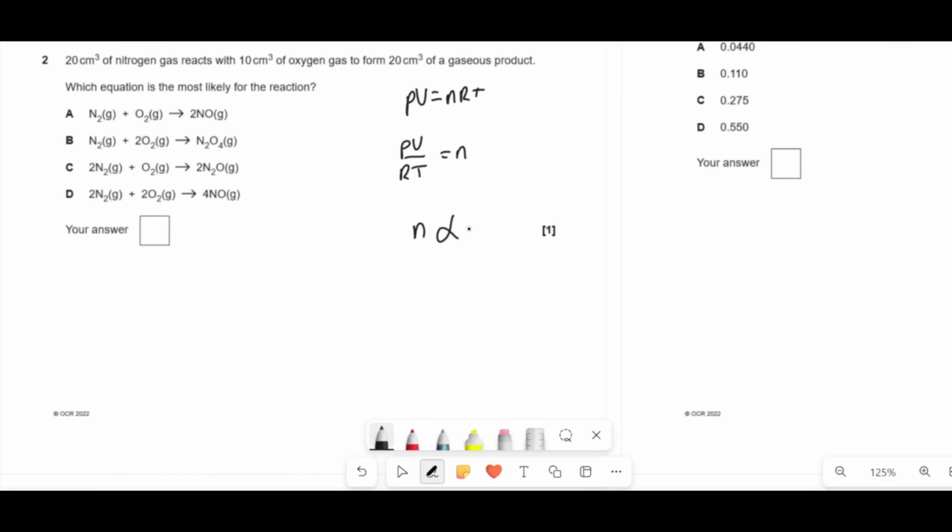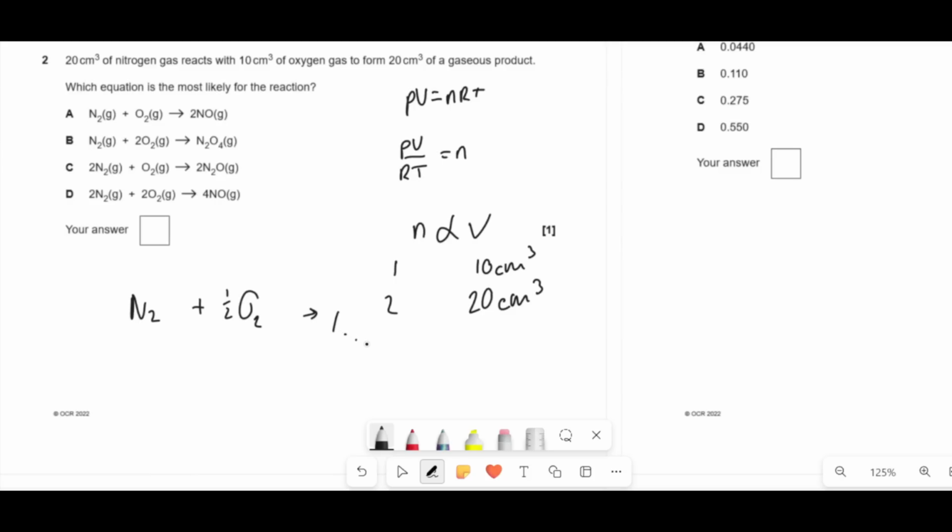So if n is proportional to volume, it means that if I have, for example, 1 mole giving me, for some reason, 10 centimeters cubed of this, then 2 moles of that should give me 20 centimeters cubed of this. So in that case, if they've told you that you have 20 centimeters cubed of nitrogen gas plus some amount of oxygen gas, and it gives you this mysterious product, but there's 20 centimeters cubed of that, that's going to be a half O2, if that's 20 to 10, and then 20 there. So whatever this product is going to have 1, and so forth.